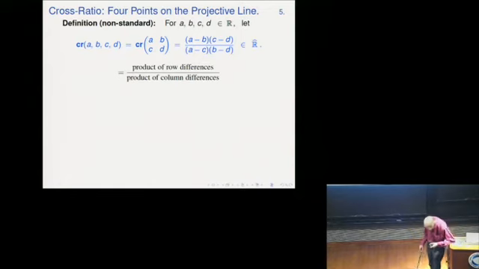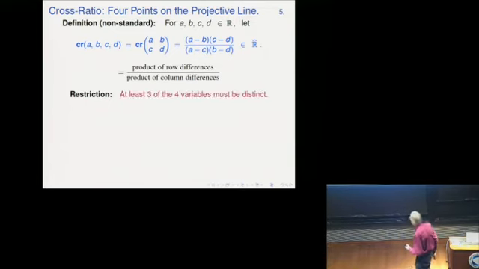The reason I like this is it makes it very easy to see that there are certain invariance properties. For example, if we interchange the two rows, nothing changes. If we interchange the two columns, nothing changes. So these are two elements of order 2 generating a group of order 4 of elements which don't change the cross ratio.